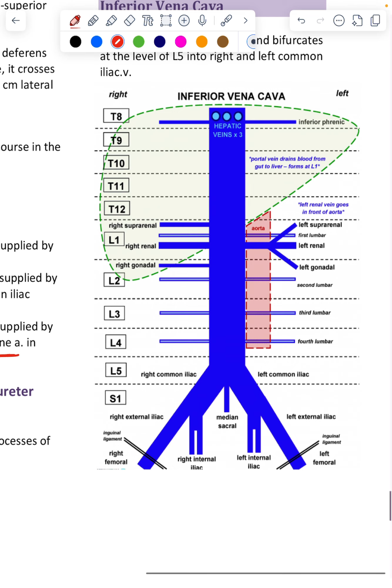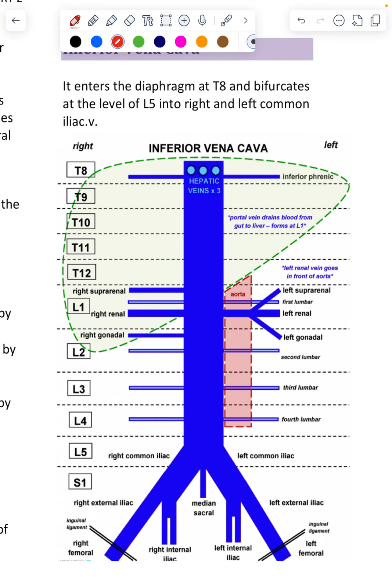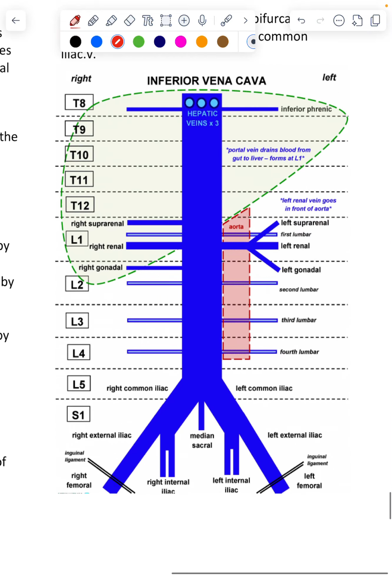So coming to the inferior vena cava, this diagram shows everything about the IVC. You can see here the inguinal ligament. This is the external iliac vein, and this is the internal iliac vein. They join together to form the common iliac vein, with the middle sacral in between. At the level of L5, they join to form the IVC.